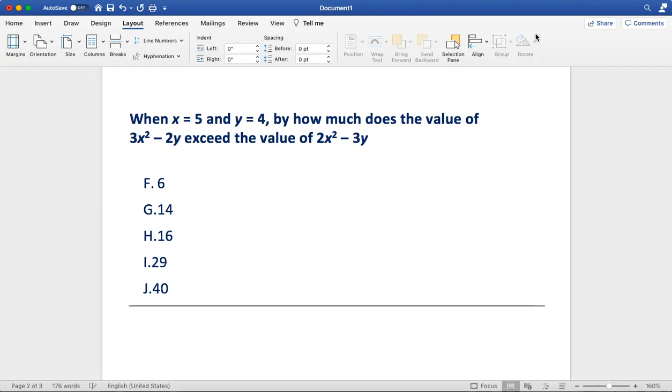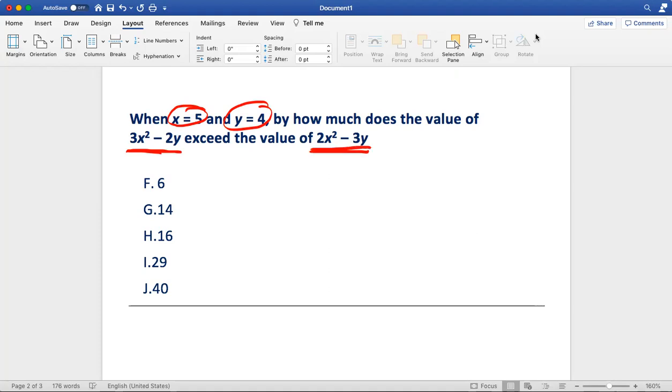Okay, so on this one, guys, when x is 5, right there, and y is equal to 4, by how much does the value of 3x squared minus 2y exceed, and exceed means like more than, greater than, the 2x squared minus 3y.